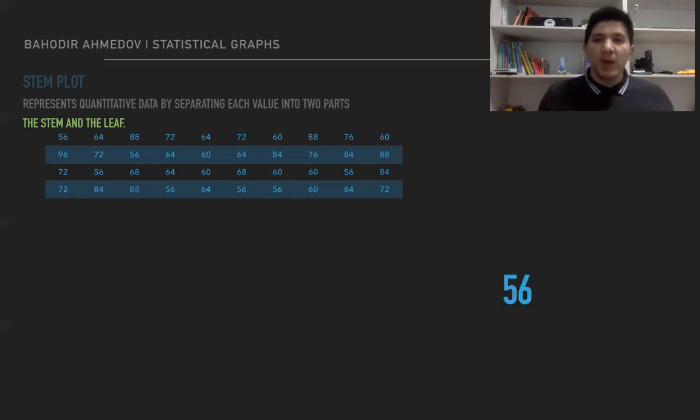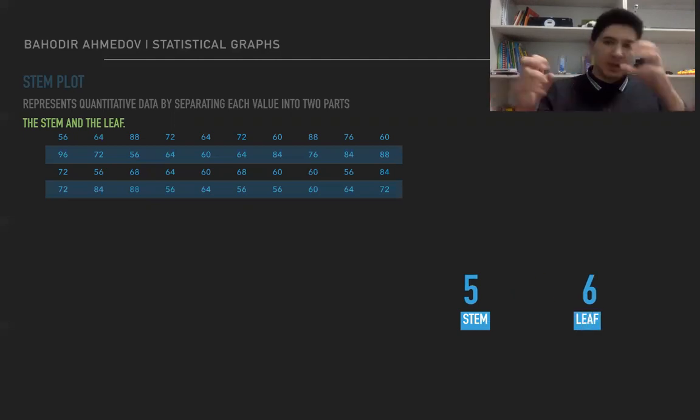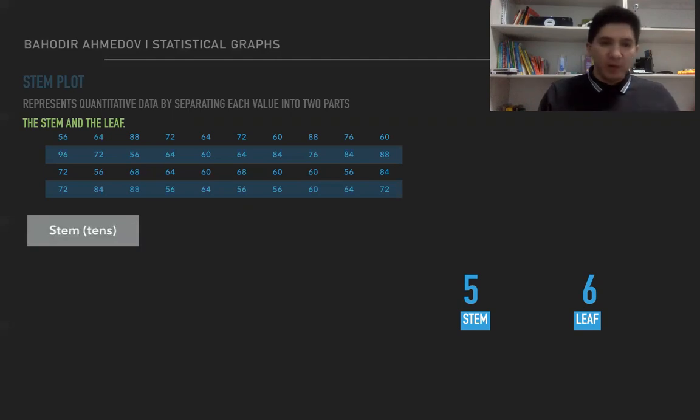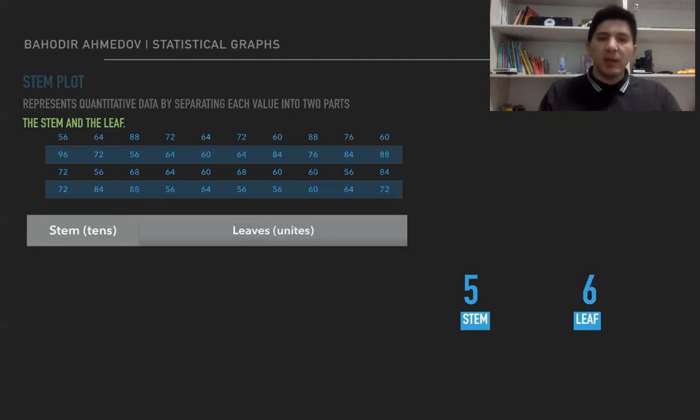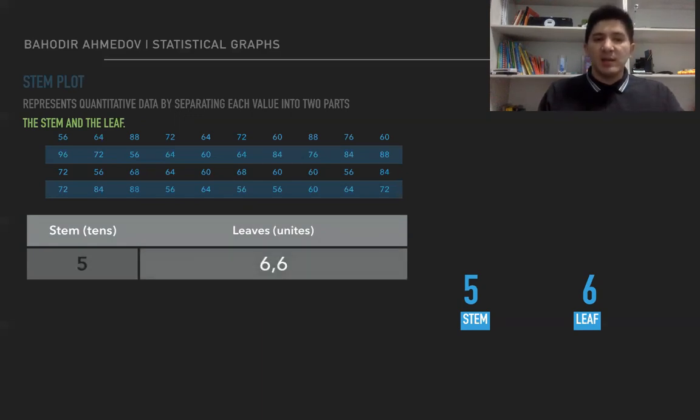In order to do this, I would like to choose the first value, which is 56, okay? I would like to split this into two parts, the tens and the units. In this case, 5 is going to be the stem, and 6 is going to be the leaf. So stem and leaf. I would like to do this for all of the data points and put them into a table where I write down the stem separately and the leaves separately.